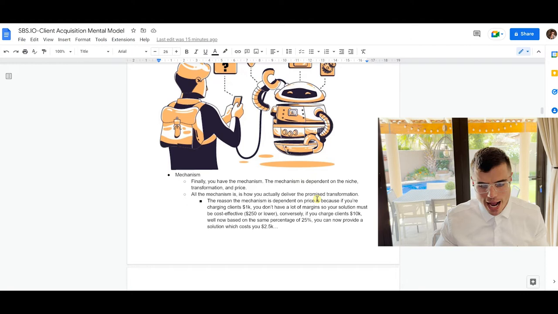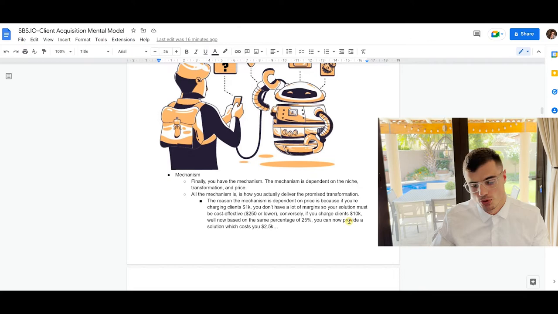For example, the reason the mechanism is dependent on the price is because if you're charging a client $1,000, 1K, right, you don't have a lot of margin. So your solution must be cost effective. So $250 or lower, right? Conservatively, if you charge a client $10,000, based on the same percentage of 25%, right, you're now providing a solution which costs around 2.5% if you look at the margin, right? So that's why that is important.